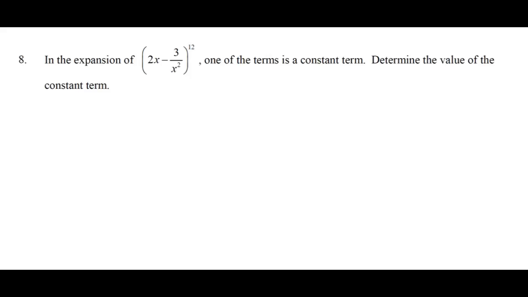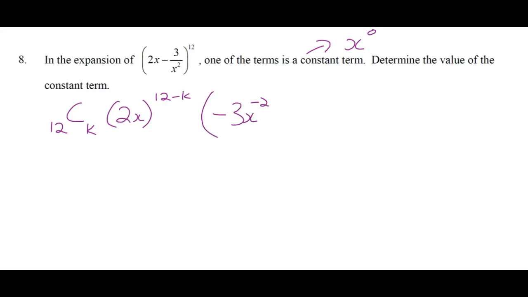Last question just said we want x to the 7th. What do we want? We want x to the 0. So we need to find the term. So a constant term, so you got to think, what does that mean? It means that this term has an x to the 0. Okay, so we've got 12 choose k, 2x to the 12 minus k, negative 3x to the negative 2, to the k.